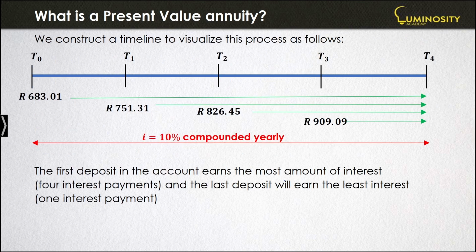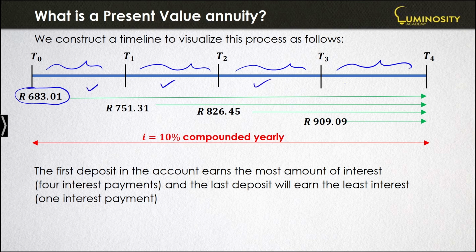So we construct a timeline to visualize the process. We have T0, T1, T2, T3, and T4, and notice this makes up the 1, 2, 3, 4-year periods. Okay, so how we read this is: immediately here, Kenny has to put 683 Rand and 1 cent into the account over 1, 2, 3, 4 years.